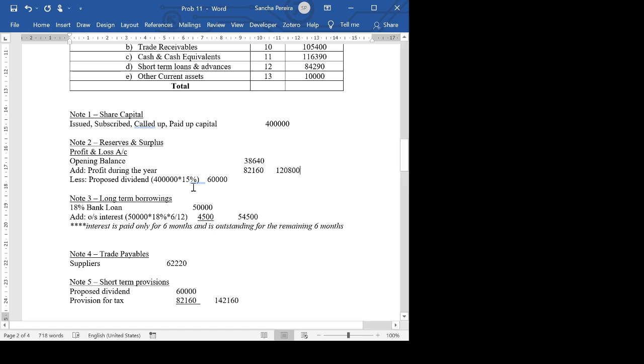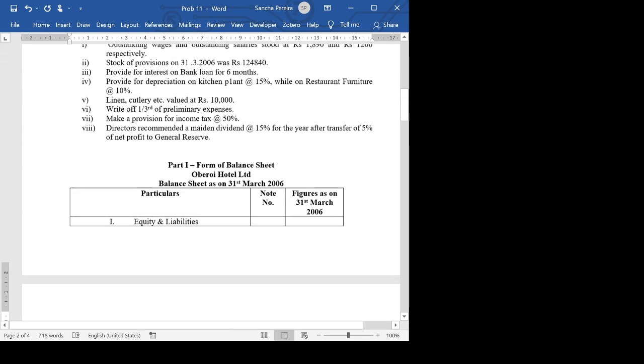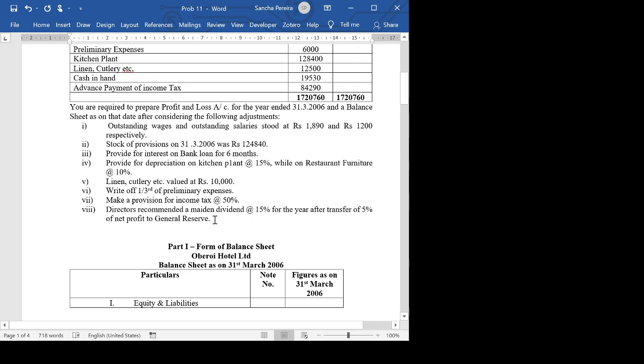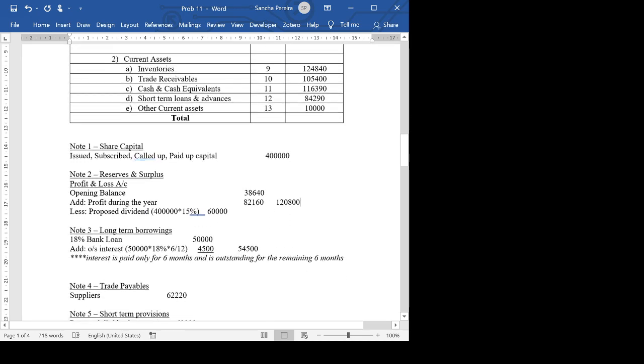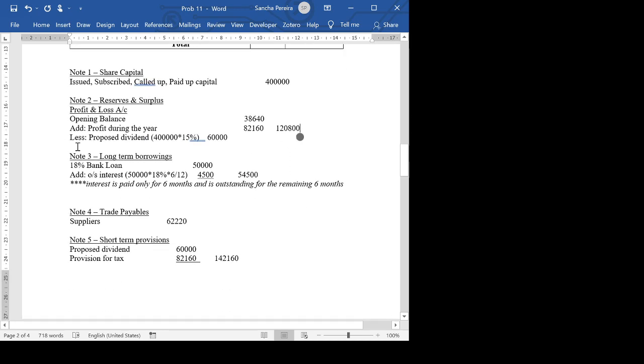Okay. Now, from the profit, they have said to provide for general reserve. What have they said here? Directors recommend a maiden dividend at 15%, which we've already done, for the year after transfer of 5% of net profit to general reserve. Now, 5% of net profit we need to transfer. So, less transfer to general reserve.